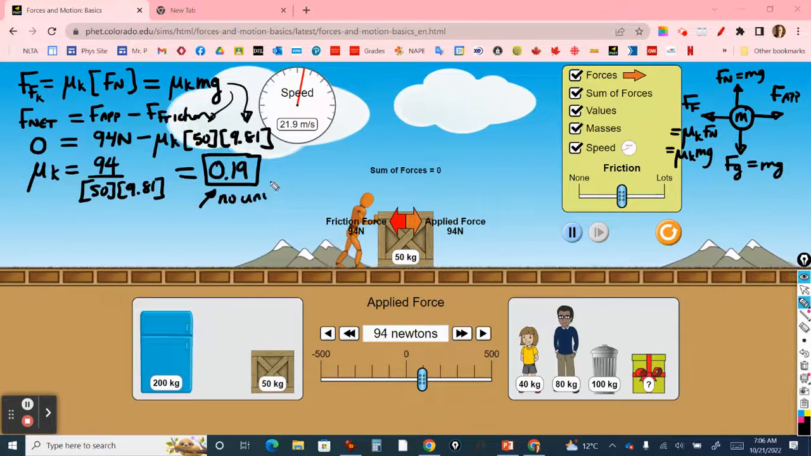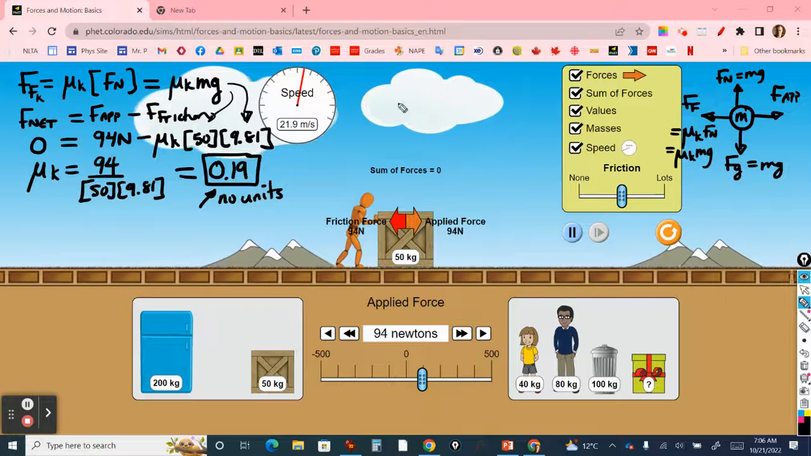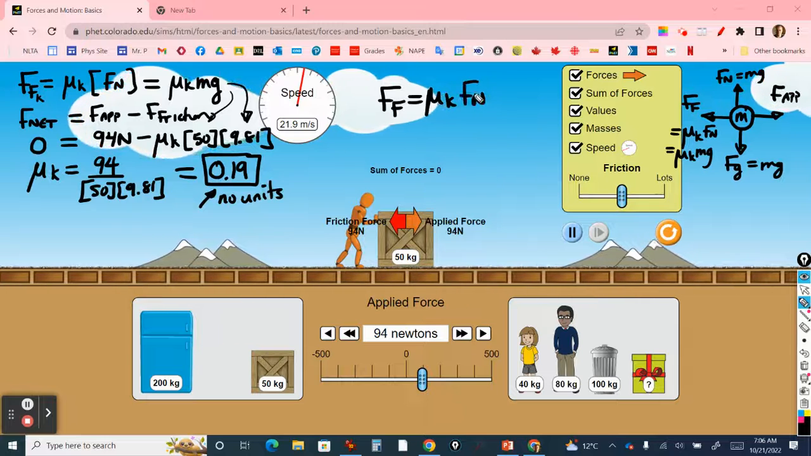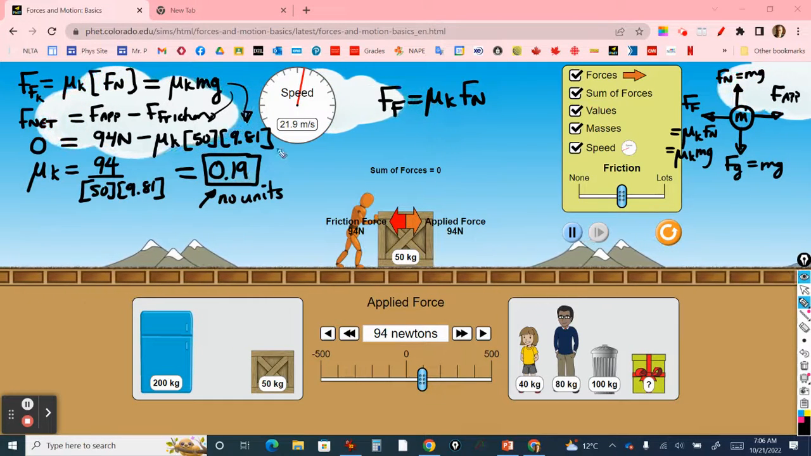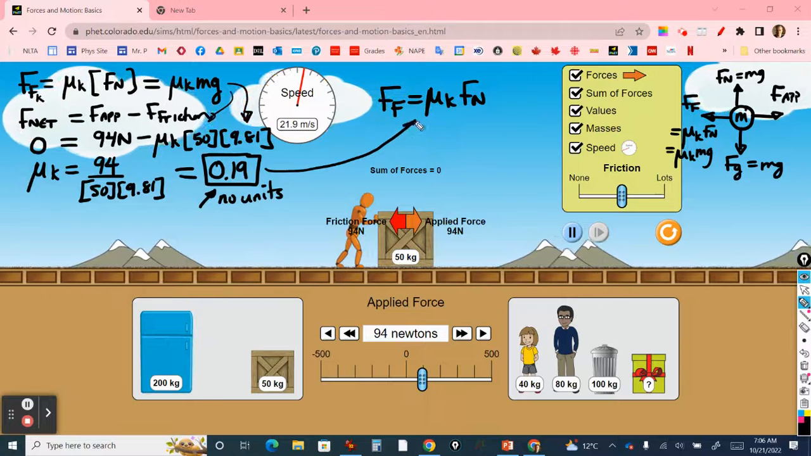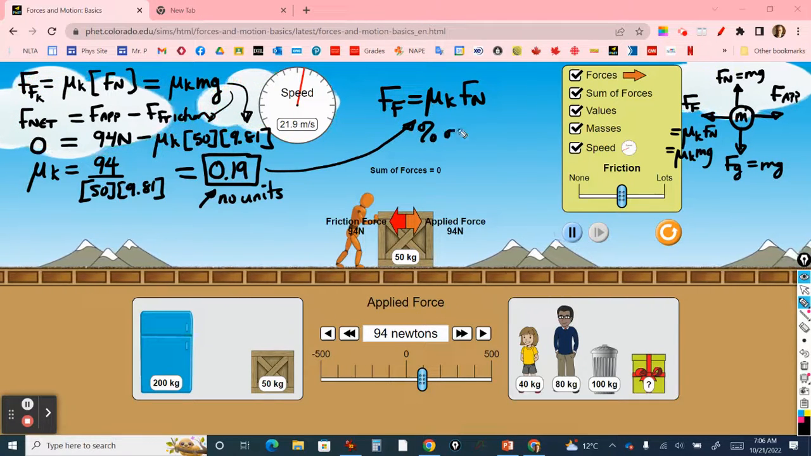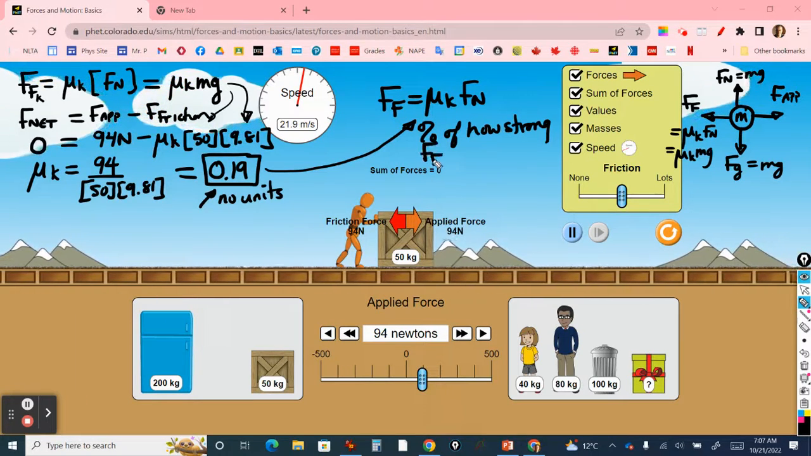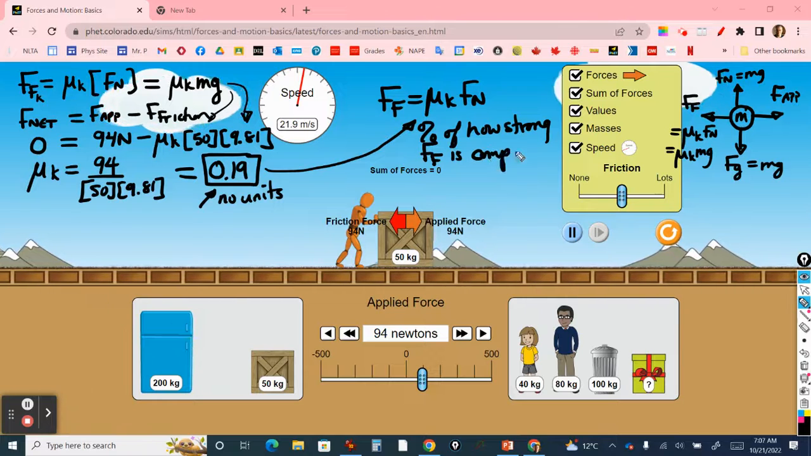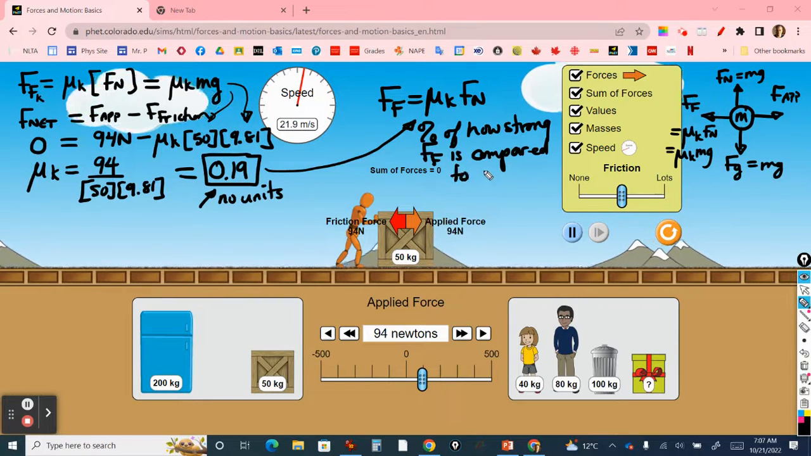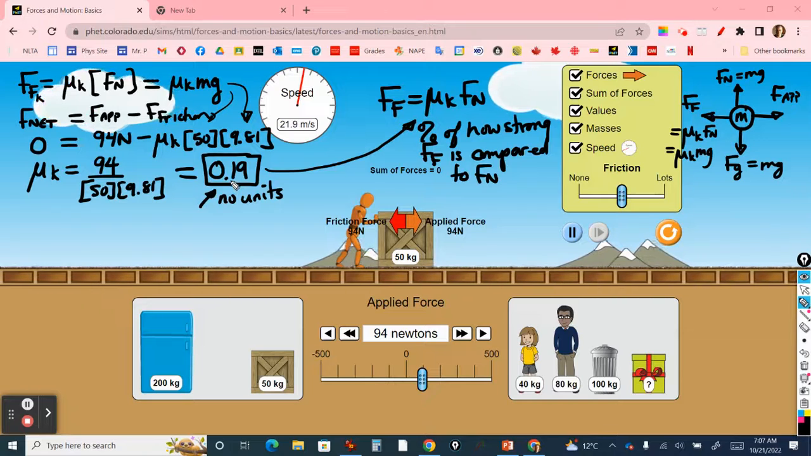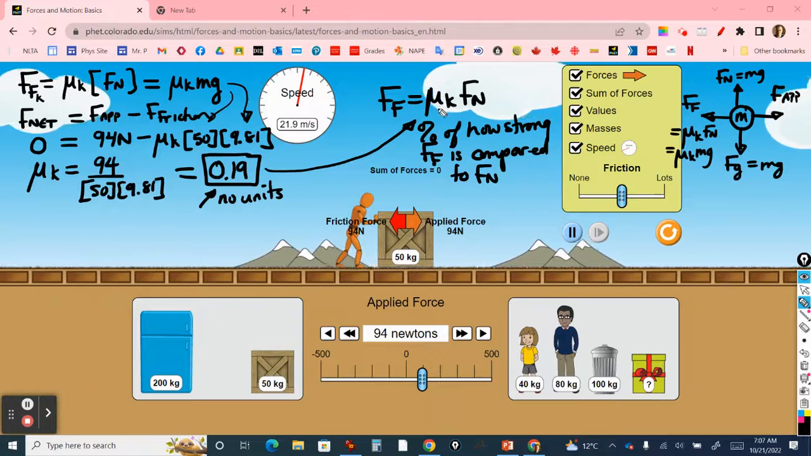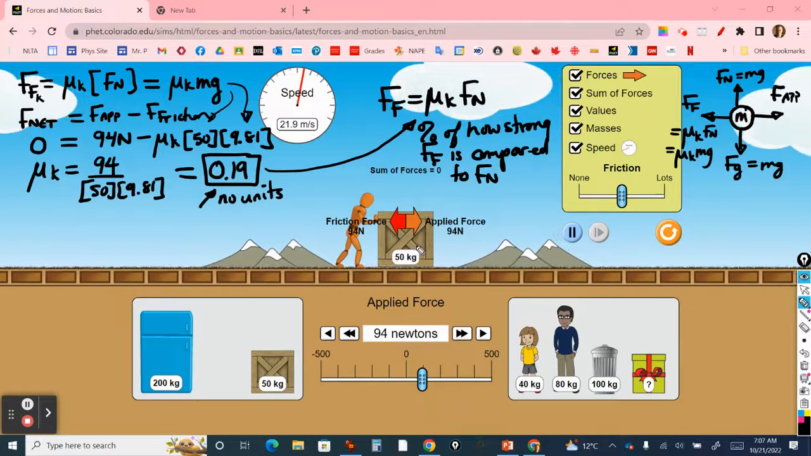Now, there are no units for the coefficient of friction. So there's no units to it. And what it is, if you look at the equation back here again, so the force of friction is equal to mu k times Fn. This is a decimal. It's actually a percentage. So it's a percentage of how strong the force of friction is compared to the normal force. So what this is telling me is that in this particular scenario, the force of friction is going to be 19% as strong as the normal force.